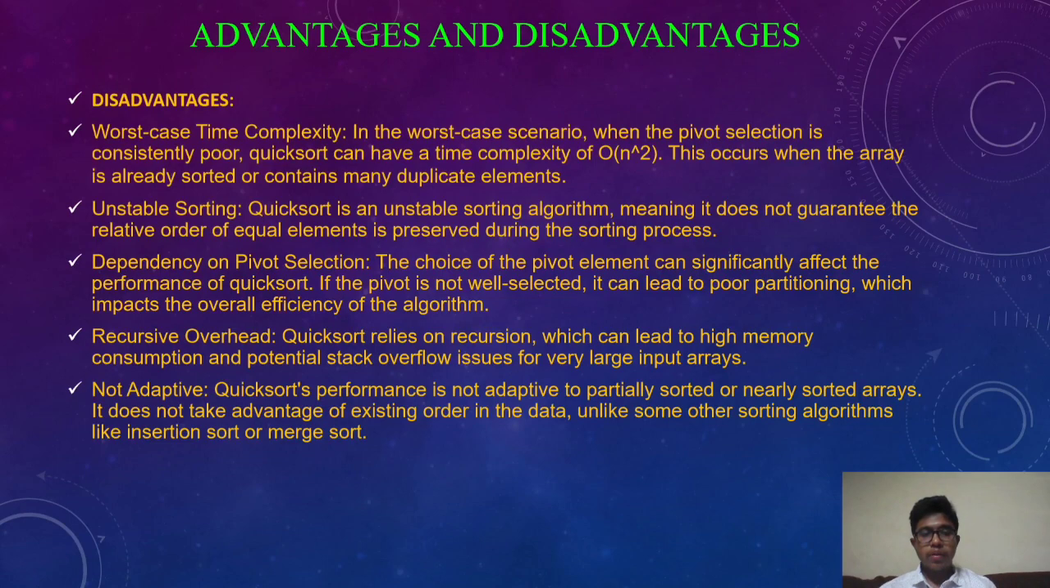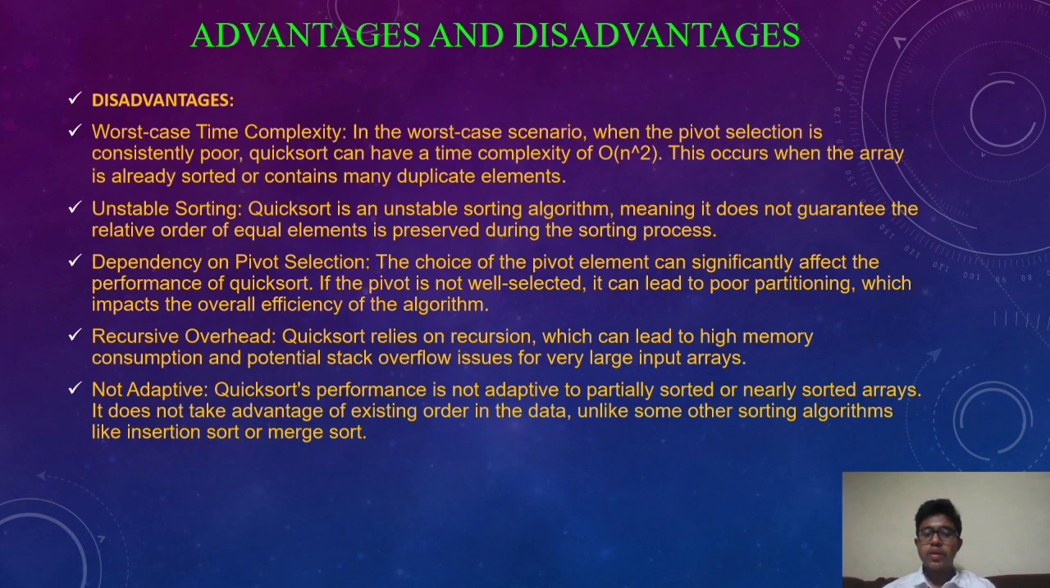Unstable sorting. Quicksort is an unstable sorting algorithm, meaning it does not guarantee that the relative order of equal elements is preserved during sorting. Dependency on pivot selection. The choice of the pivot element can significantly affect the performance of quicksort. If the pivot is not well selected, it can lead to poor partitioning, which impacts the overall efficiency of the algorithm.